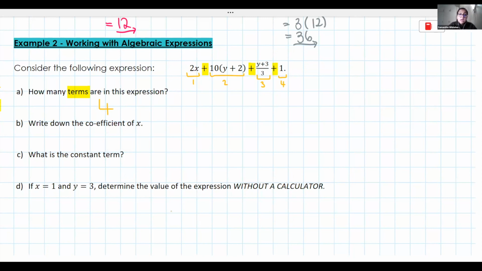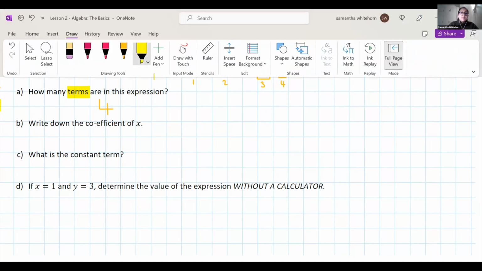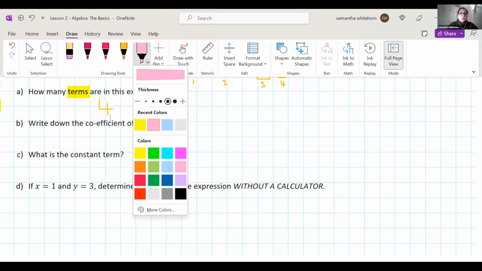Right, so we now know how many terms there are. Remember, it's super important to identify your terms, because if you need to start simplifying an expression, you need to know what simplification to do in each term. Right. Question B is asking us to write down the coefficient of x.